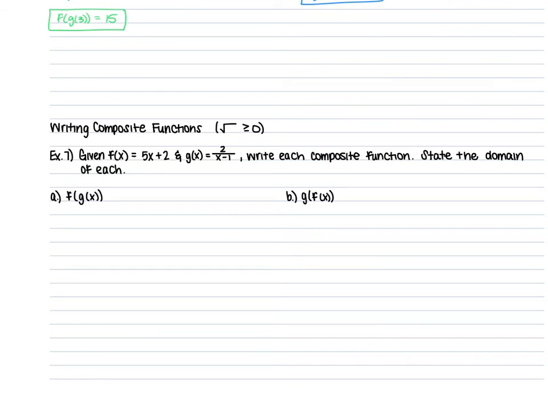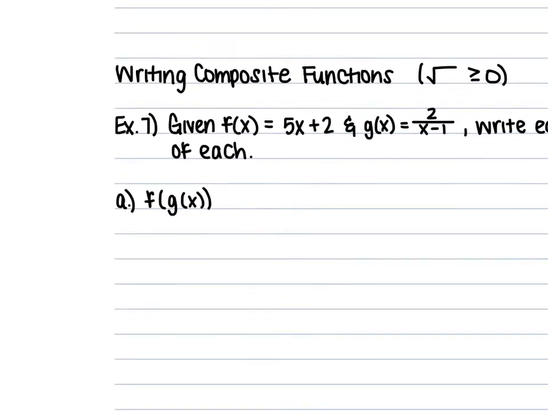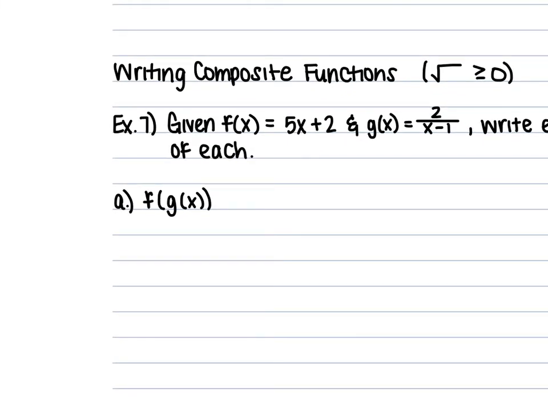So if we look at our first example here, we have f of x, which is 5x plus 2, and g of x, which is 2 over x minus 1. We are finding f of g of x, and we are stating the domain of each of these. So first, take the g of x and plug it in for x in f of x. That's all it means. So we're really doing f of 2 over x minus 1.